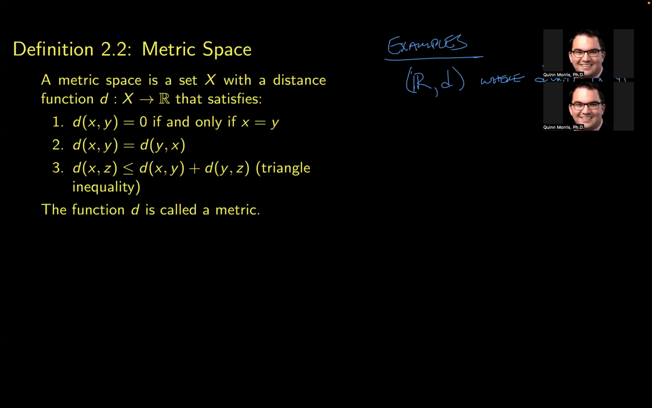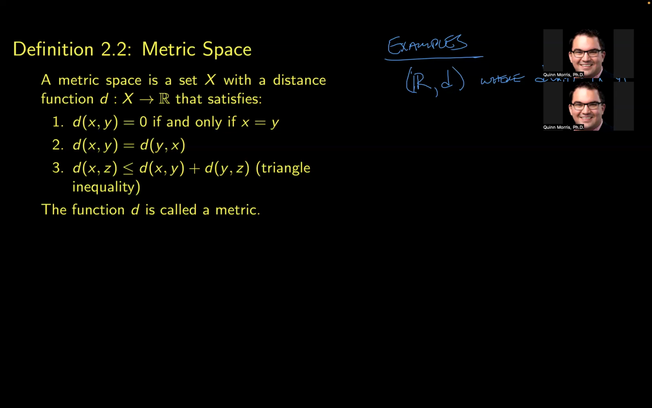The only way that the absolute value of something is 0 is if the thing inside here is 0. If x minus y is equal to 0, that means x is equal to y. Conversely, if x is equal to y, then the distance will be 0. So the first property is satisfied.